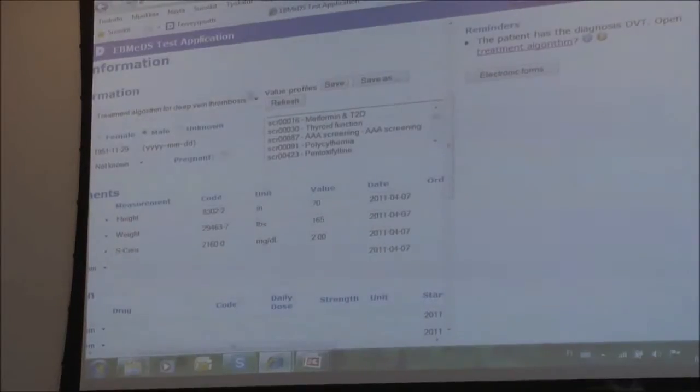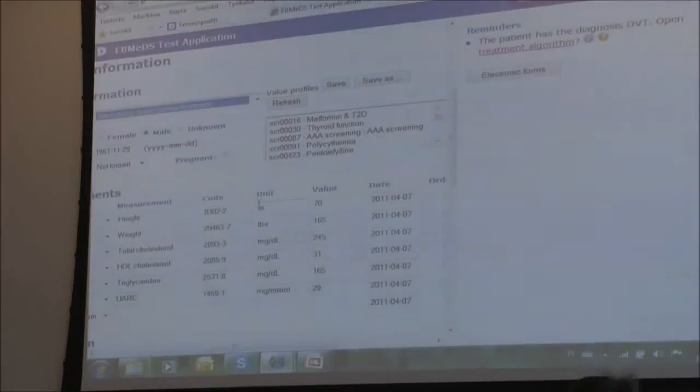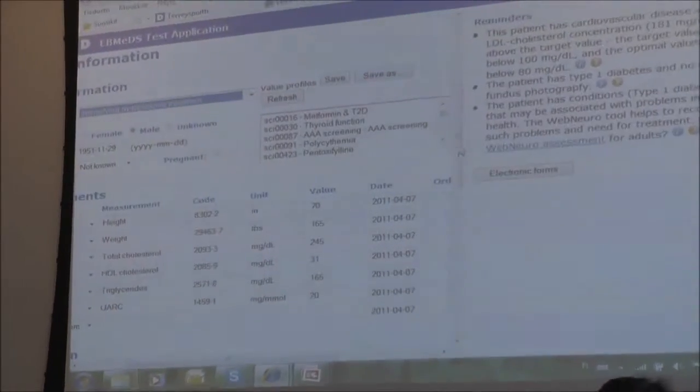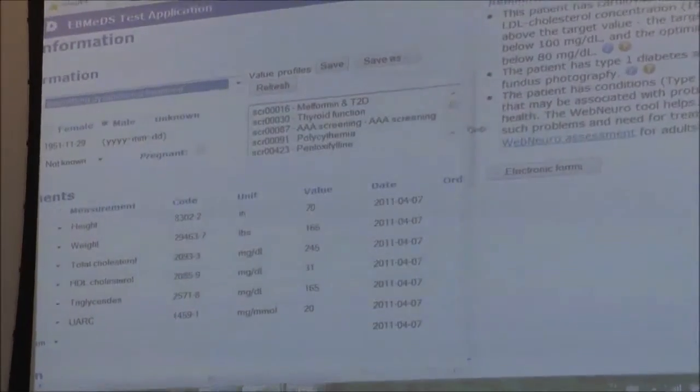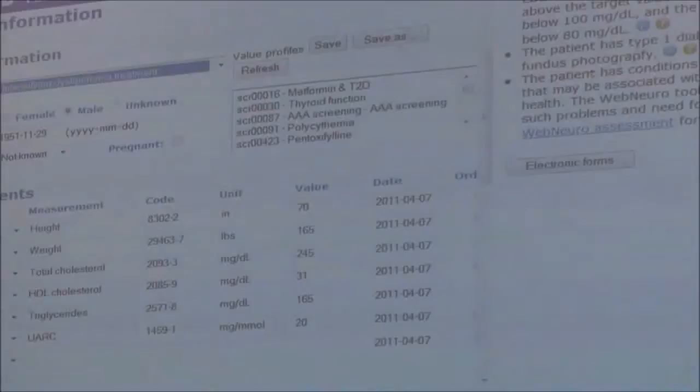Then I take one more, and that's about intensifying dyslipidemia treatment for a patient. So this is a patient with coronary heart disease. You have a reminder that the LDL is too high. The patient has type 1 diabetes. There is no fresh fundus photography. And here you see those links, what Robert just asked.